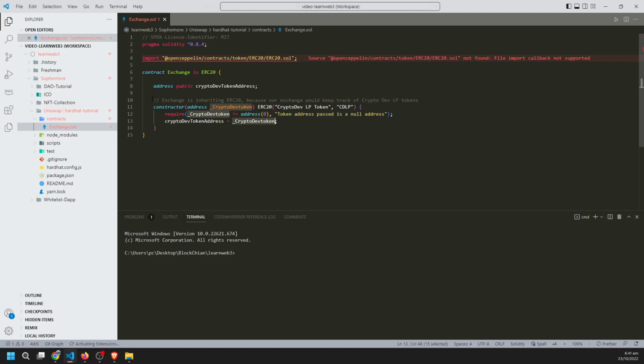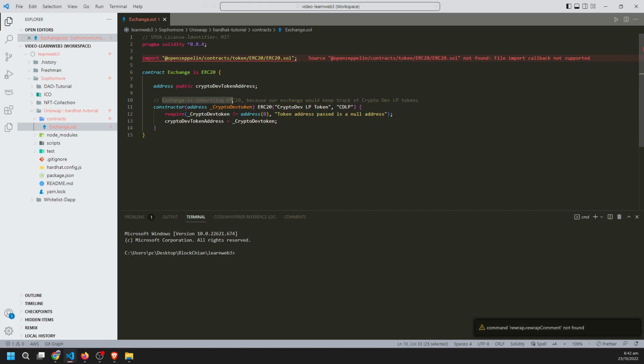There you can see the constructor. There is a variable of address data type, crypto dev token address, which is set when this contract is deployed. There we are passing the crypto dev token here.